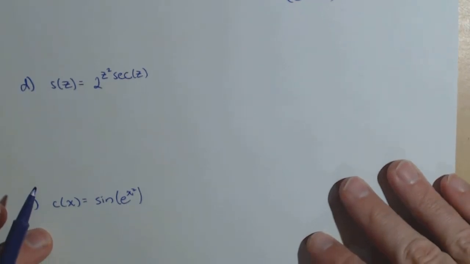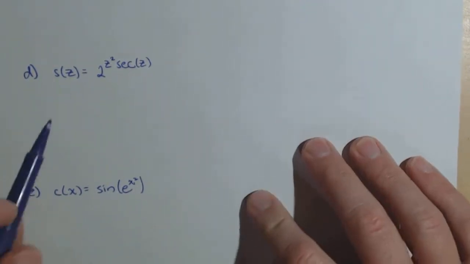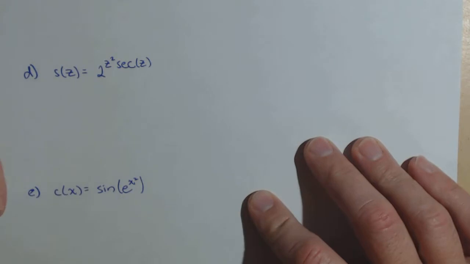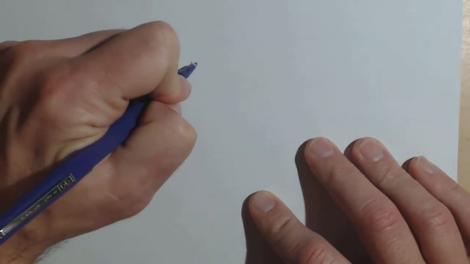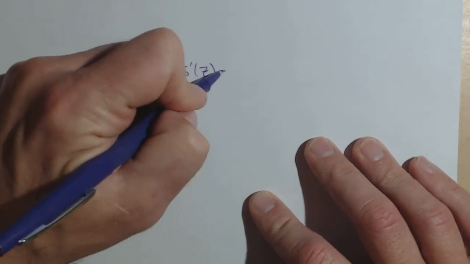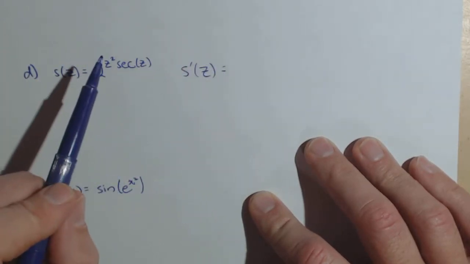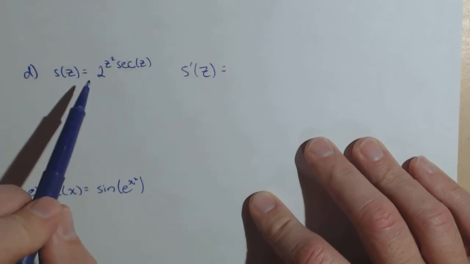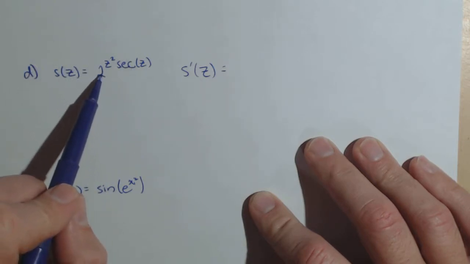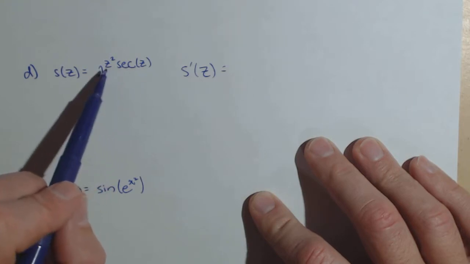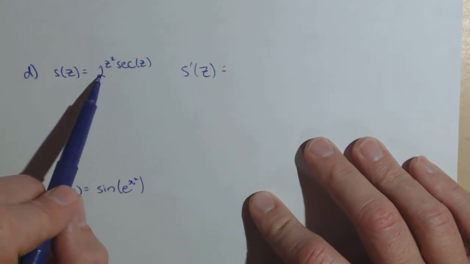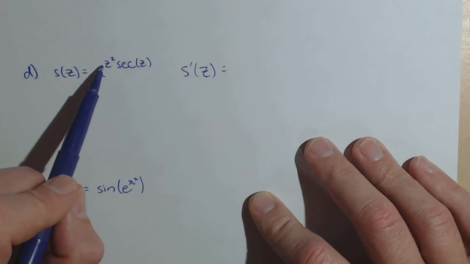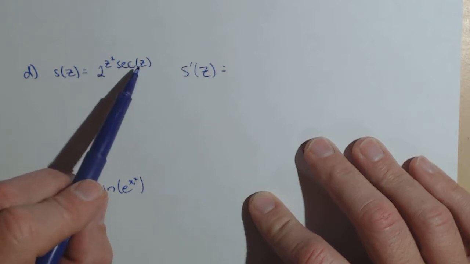S of z equals 2 to the z squared secant of z. So again, it's all about determining what's your inside and your outside function, or what's the structure of your function, I should say, so you can decide what rule to start with. So in finding s prime of z, what we should notice here is this thing is an exponential. So this is going to follow an exponential rule, and then it's going to be treated with a chain rule because the exponent is more than just z. There's the composition. Outside function is 2 to the z, inside function is z squared secant of z.